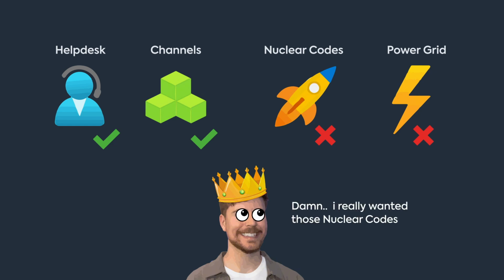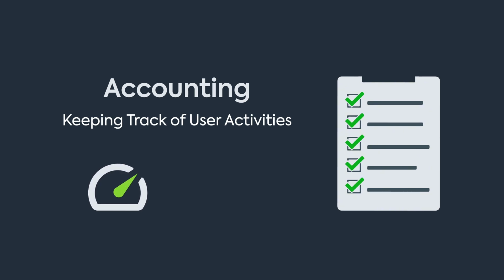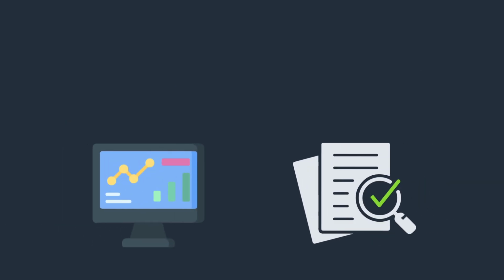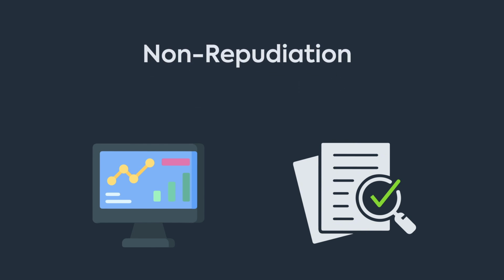And finally, YouTube keeps track of everything that Mr. Beast does on his channel. And accounting is a process of tracking user activities such as video upload, comments, and other operations performed by that user. Accounting is crucial because not only it helps for auditing and monitoring, it also takes us one step closer to accept the non-repudiation principle.